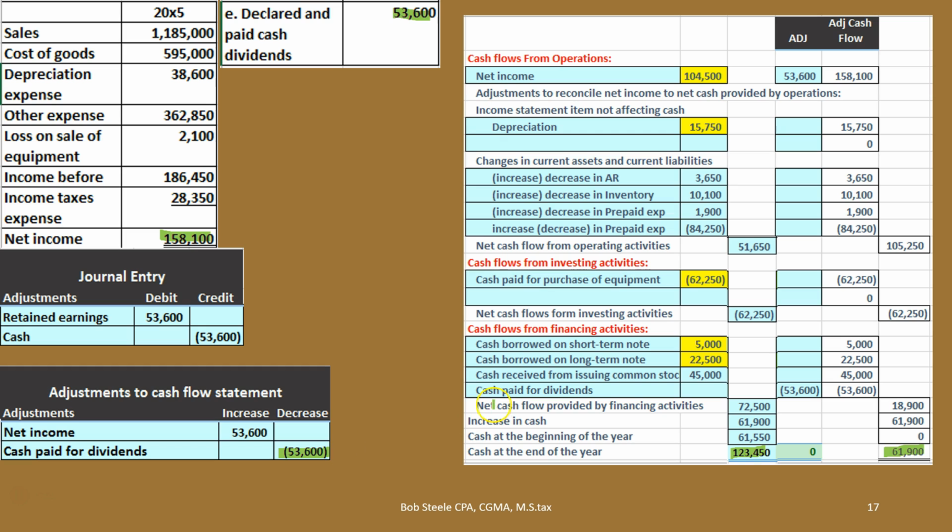So we're going to create a new account. I'm going to say cash paid for dividends. I'm going to put that as part of the financing activities, which is where the dividends will go. And it's going to go from 0. And now it's a decrease in cash, decrease in cash.